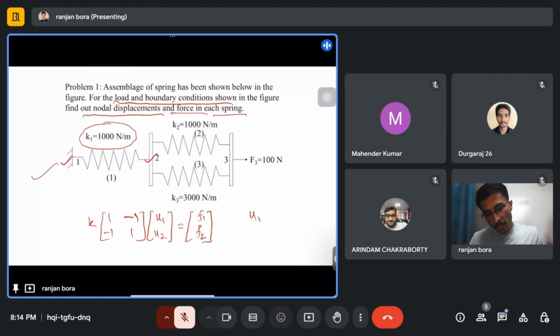Actually u1 is known, u1 is 0, because you can see this is fixed, right? So this node is fixed, it can't displace, there is no movement in node 1, so the displacement of node 1 is 0. This is known to us, but u2 is not known. Because of this applied force of 100 Newton, there will be some displacement at node 2, so we have to find u2, and f1 and f2 are also not known to us, so we have to find these f1 and f2. So this is the element level equation for the first spring.